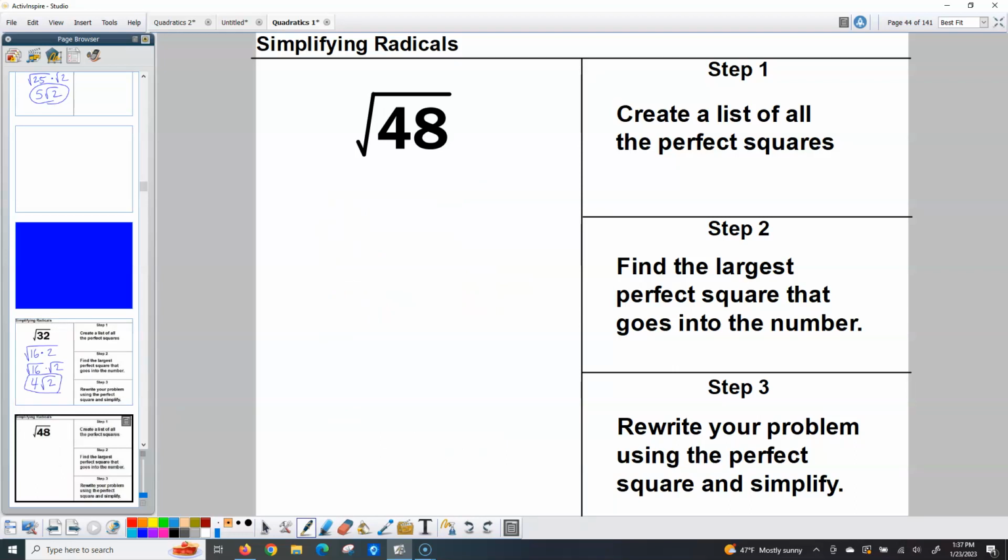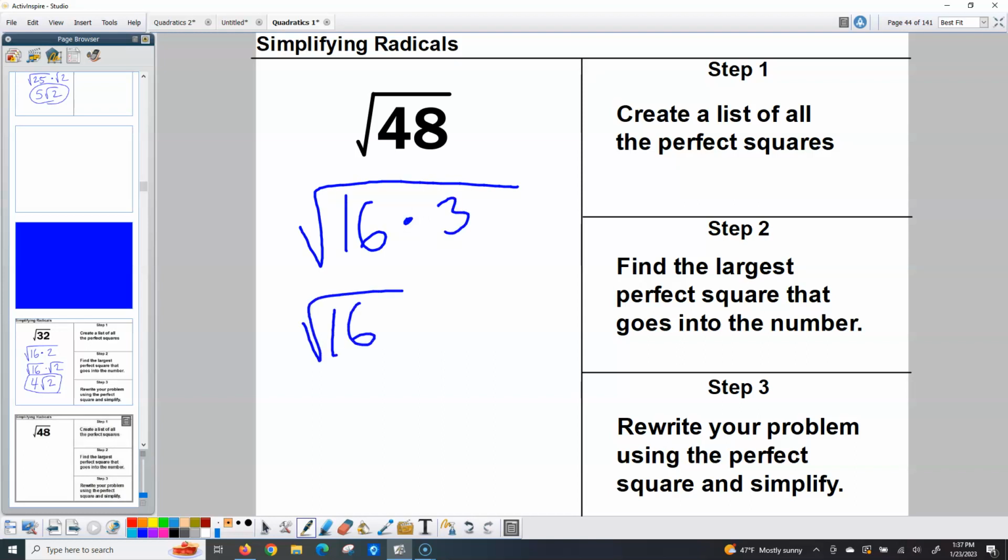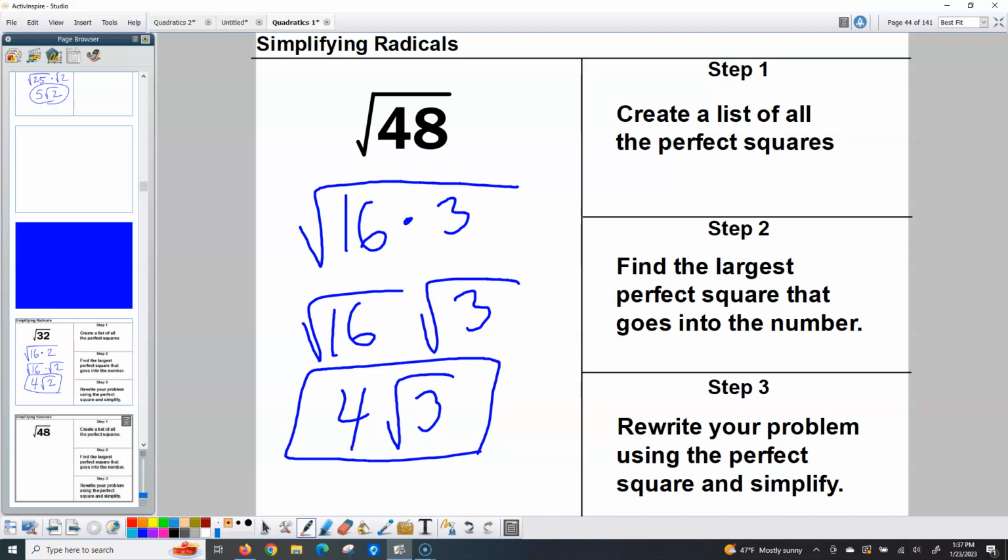Square root of 48. What's the largest perfect square that goes into 48? I would take all those perfect square numbers and start dividing. That number would be 16 again. And that is 16 times 3. Separate them. Square root of 16 times square root of 3. Square root of 16 is 4. And square root of 3 cannot be simplified any further.